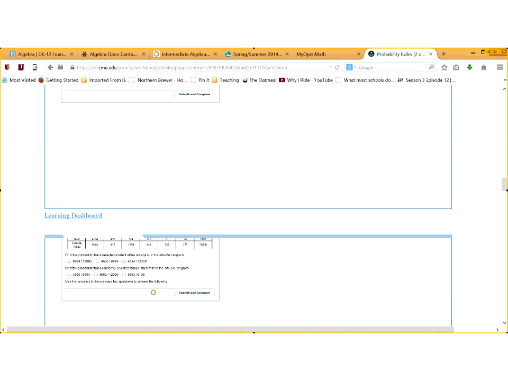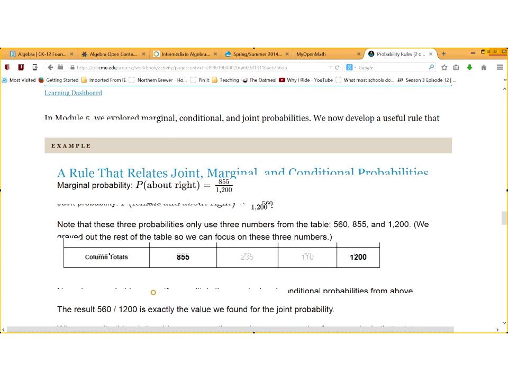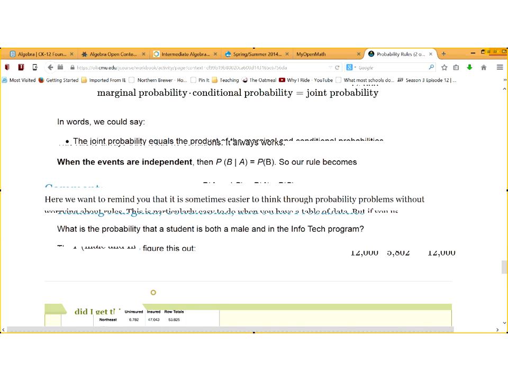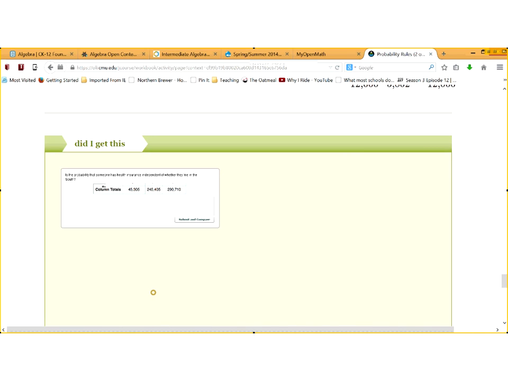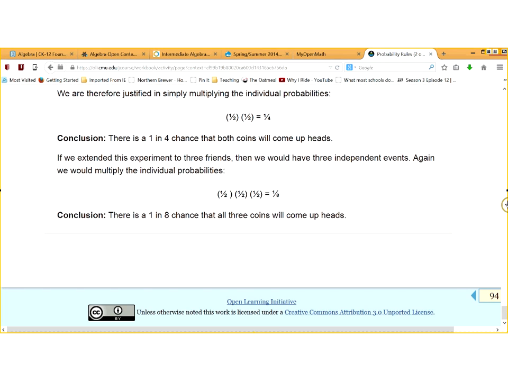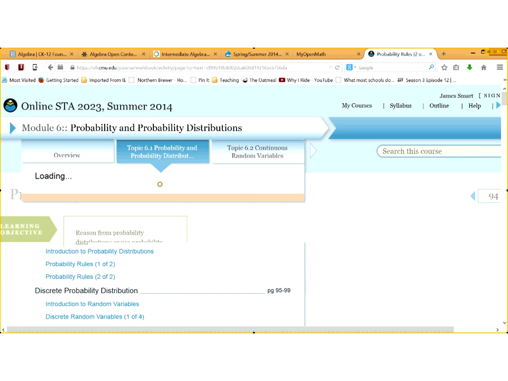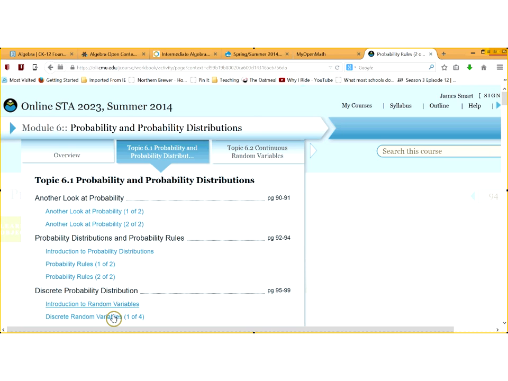Let's see here. And there's not much about that in the quiz on this section, so I'm going to go beyond that. We're really more interested actually in the next section. Let me go back up to the top, make sure I got the right page. Yeah, random variables.